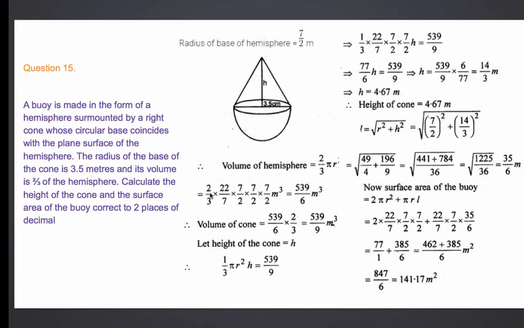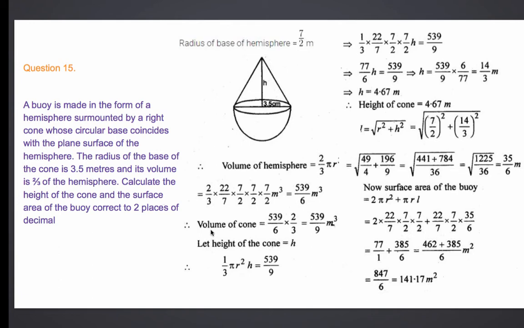So volume of hemisphere comes out, what, students? 2 by 3 pi, 22 upon 7, r radius, that is 7 by 2 we can take, or 3.5. If you want to take the decimal value, you can take 3.5 meter only. If you find it difficult to calculate, you can take 7 by 2 also. So 3.5 into 3.5 into 3.5, and this is what we get as the volume of hemisphere. Now the question clearly says that the volume of cone is 2/3 of the volume of hemisphere.